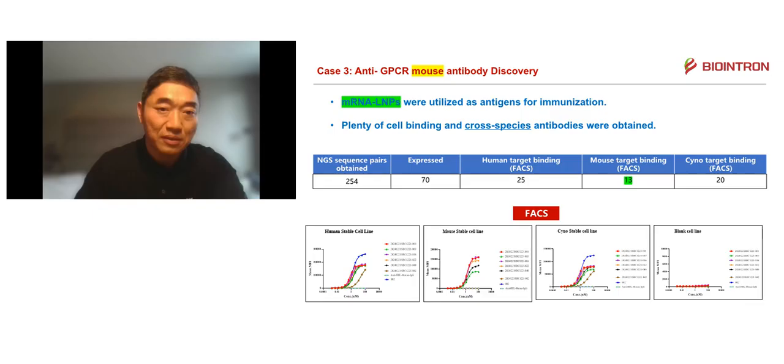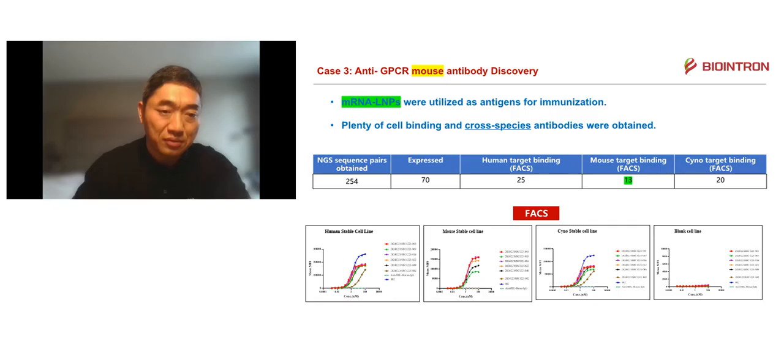Case 3 is actually also a GPCR target, to raise antibody from mouse. This time we changed our antigens from DNA and cells, which I would say actually don't work very well. We replaced the DNA and cells with mRNA and LNP. This form of antigen works much better. So for this target, finally, we got 254 paired sequences, and we chose 70 of them to express.